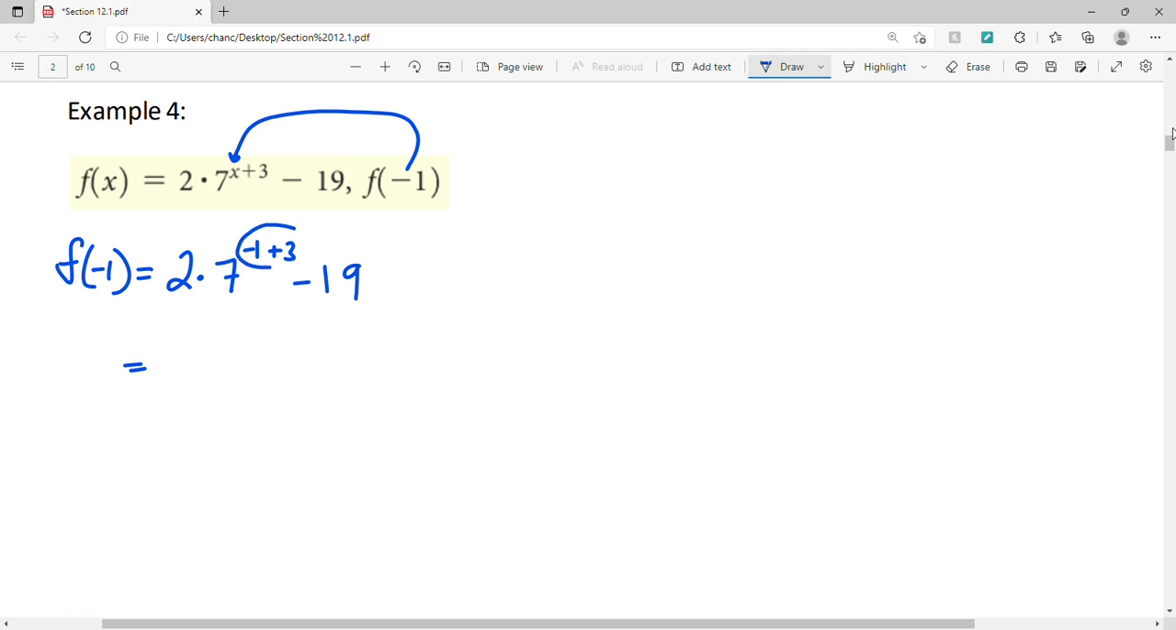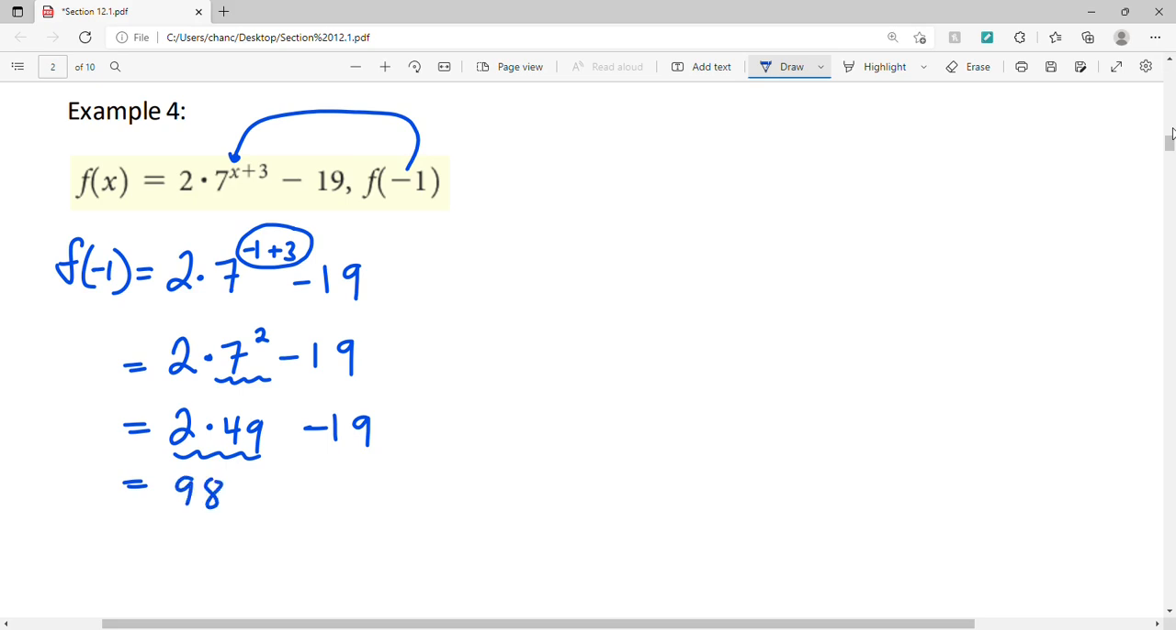We'll do the exponent here first. -1 plus 3, that's going to give me a 2. This is 2 times 7 squared minus 19. 7 squared is our exponent. We'll have to do that. 7 squared is 49. This is 2 times 49 minus 19. We'll multiply next. 2 times 49, that's going to give me 98 minus 19.